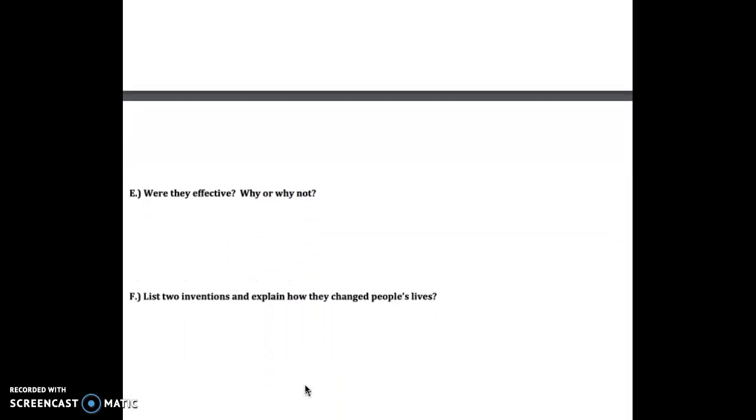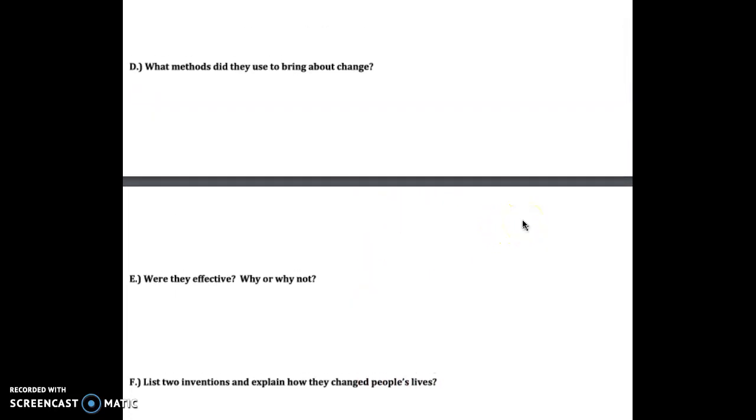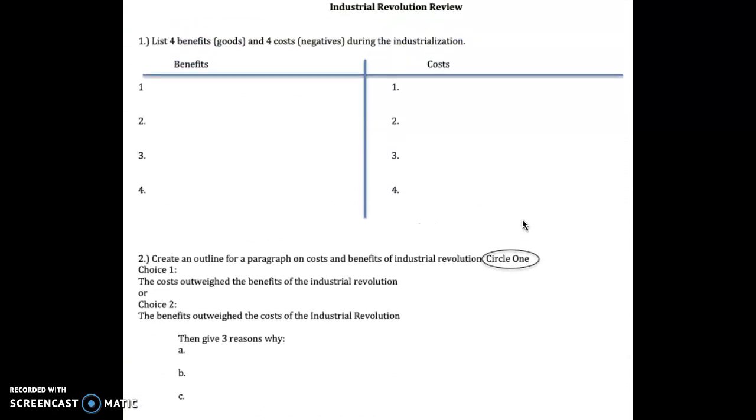And then ultimately, you're going to tell me 2 inventions that we talked about in class and explain how they changed people's lives. And this needs to be completely filled out for class on Tuesday when we come in to review. I said this earlier, but please send me messages in Schoology if you have questions. I will check my phone throughout the day, and I will see you tomorrow.